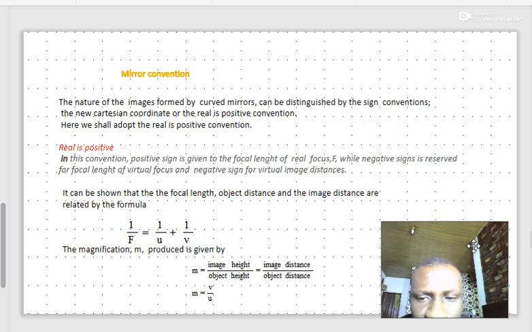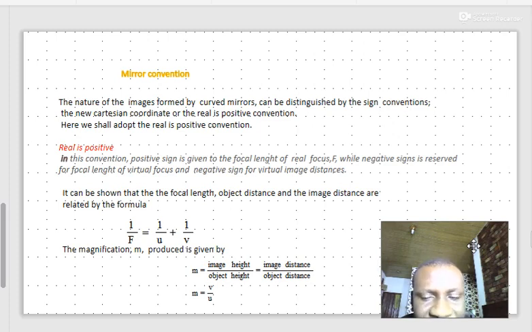A concave mirror can produce both real and virtual images, but a convex mirror can only produce virtual images because a convex mirror has a virtual principal focus that is not real. That means its focal length will be negative. A concave mirror, I repeat, produces both real and virtual images, but its focal point is real. Therefore, its focal length will be positive. So the focal length is f.